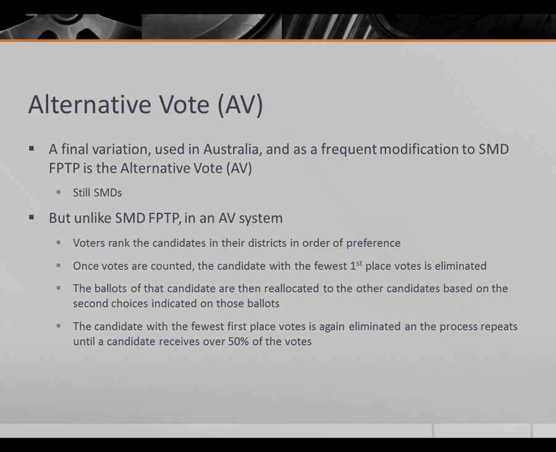Then the newest candidate with the fewest first place votes is again eliminated, and the process repeats. And then at some point, some candidate will receive over 50% of the vote, and at that point, you can stop because no other candidate can catch him. So what happens is that you have this repeating process of elimination where the least popular candidates have their votes reallocated to other candidates in proportion to the preferences of the voters.